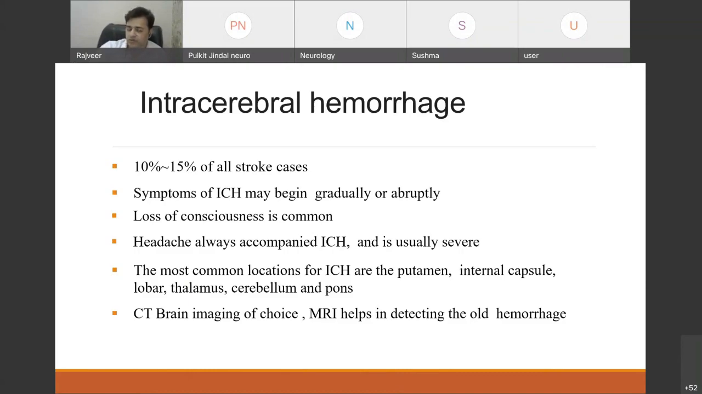And then the common sites of hypertensive ICH are the putamen, internal capsule, thalamus, cerebellum, or pons, or sometimes there may be a lobar bleed. CT scan and MRI are usually equally sensitive and specific, but we should do a CT scan if we are suspecting ICH because it is easy to do, less cumbersome, and less time consuming. So we can get a diagnosis early on the CT scan. But sometimes we need MRI because it helps in detecting old hemorrhages.